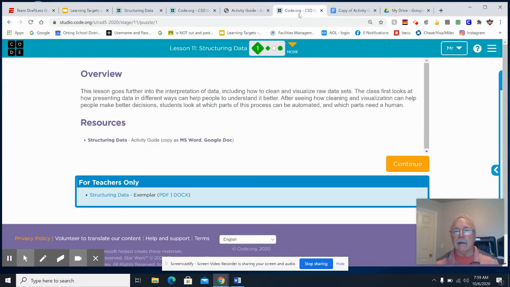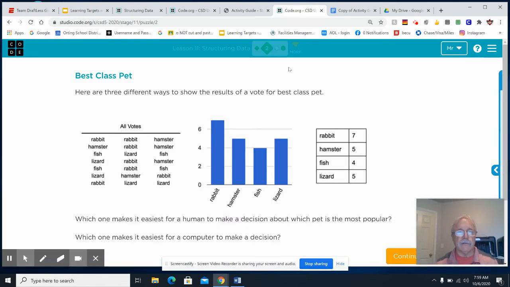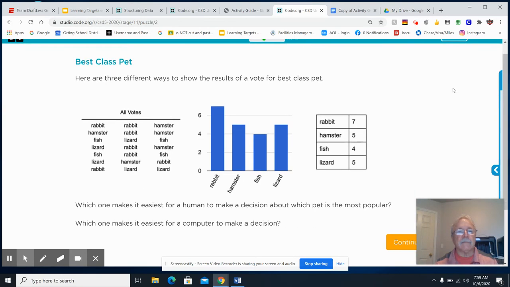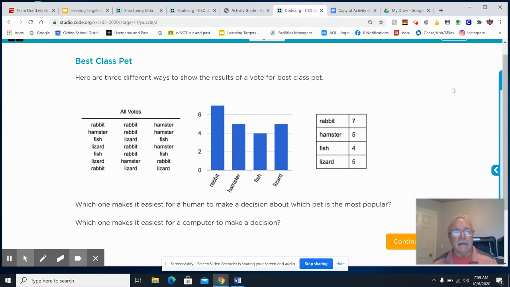All right, so now let's go back to the code.org and we'll start on our bubbles, okay? So let's go into the second bubble, bubble number 2. And bubble number 2 says, we're going to take a look at this little survey here. Best class pet. Here are 3 different ways to show the result of a vote for best class pet.